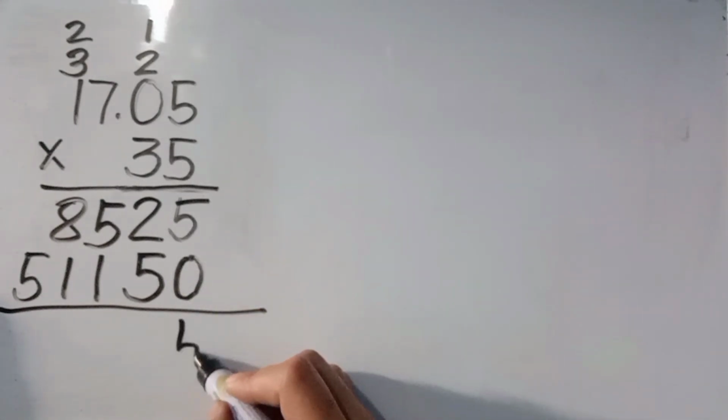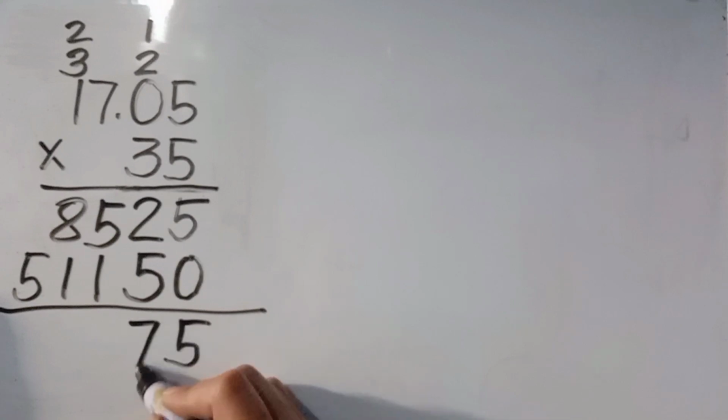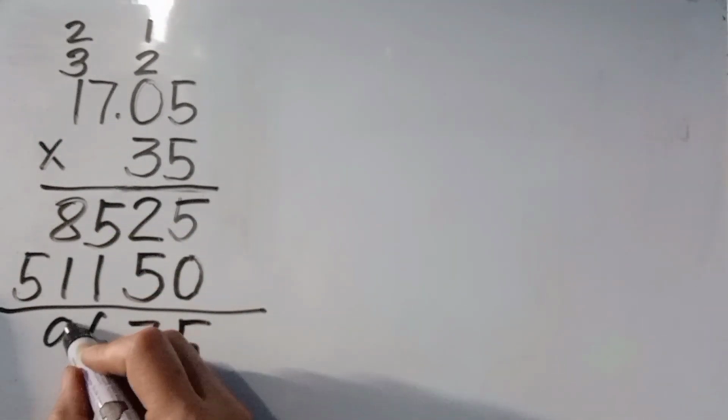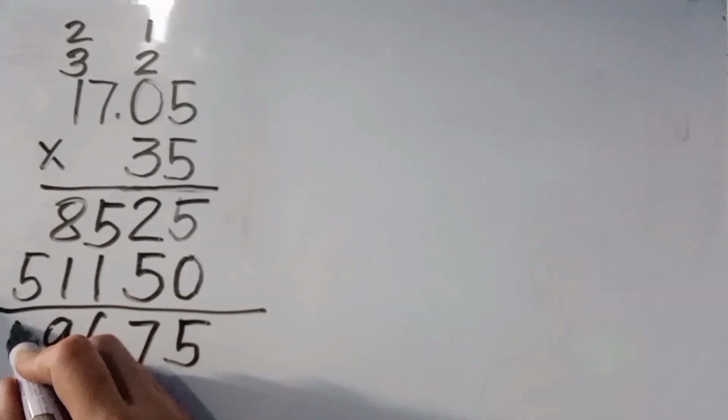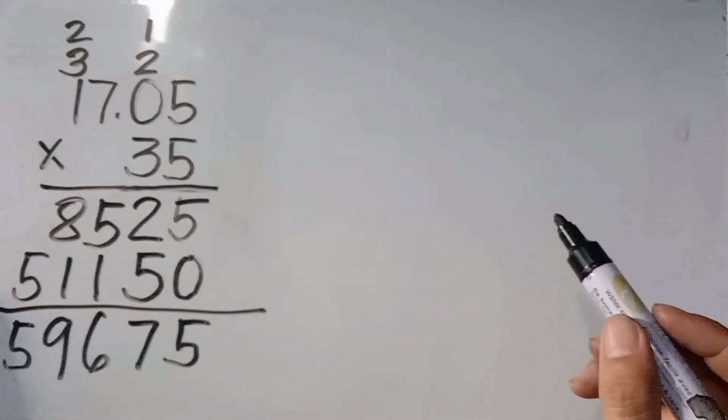Now let's add. 5 plus 0, the answer is 5. 2 plus 5, the answer is 7. 5 plus 1, the answer is 6. 8 plus 1, the answer is 9. 5, just bring down the 5. Okay? So, now, what is the next thing that we are going to do?